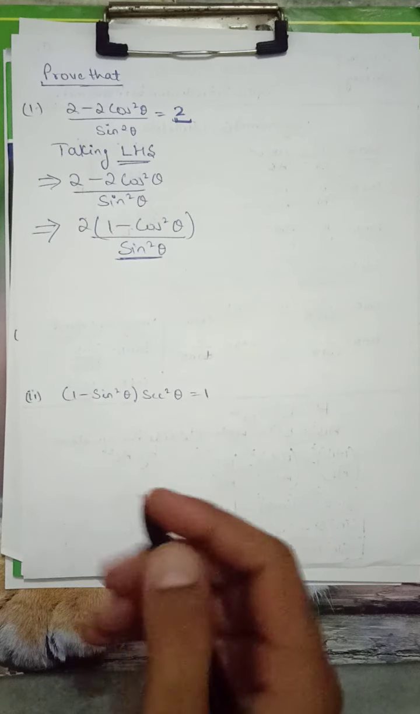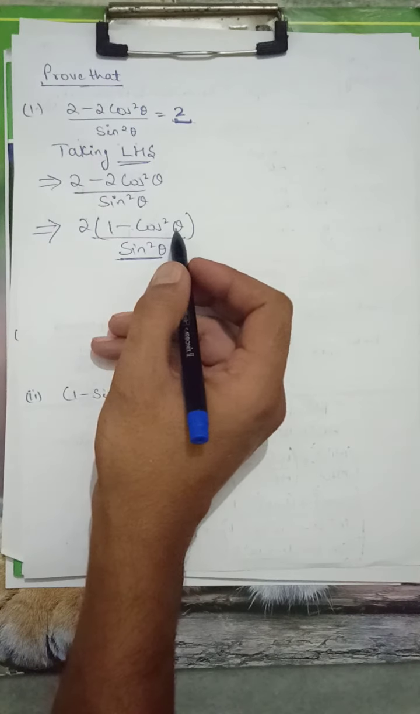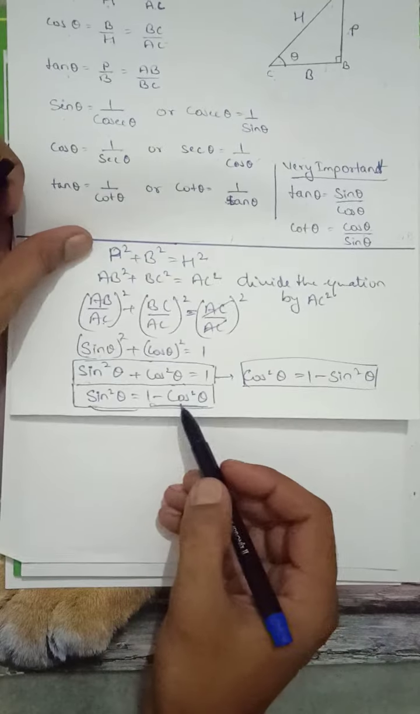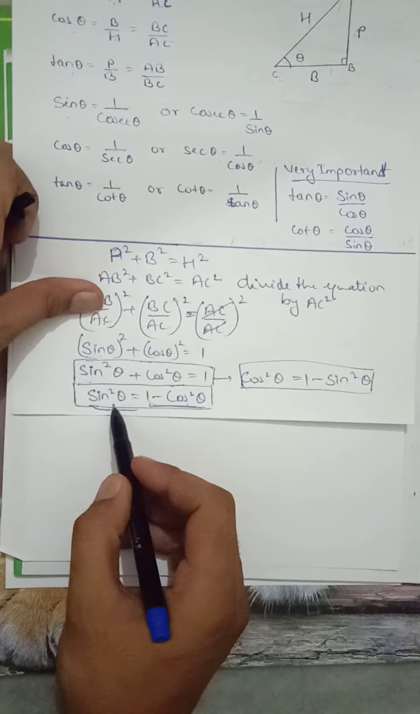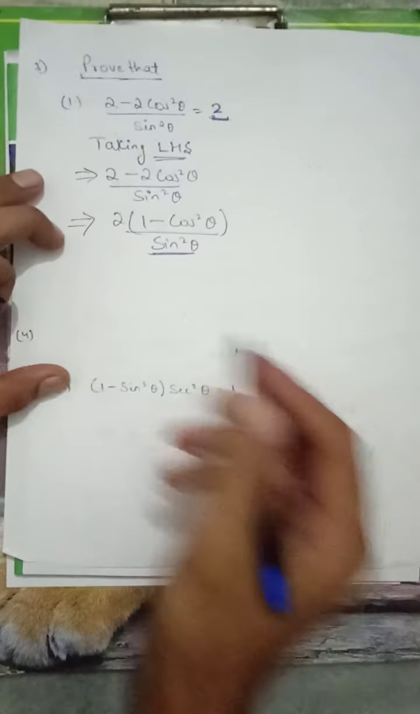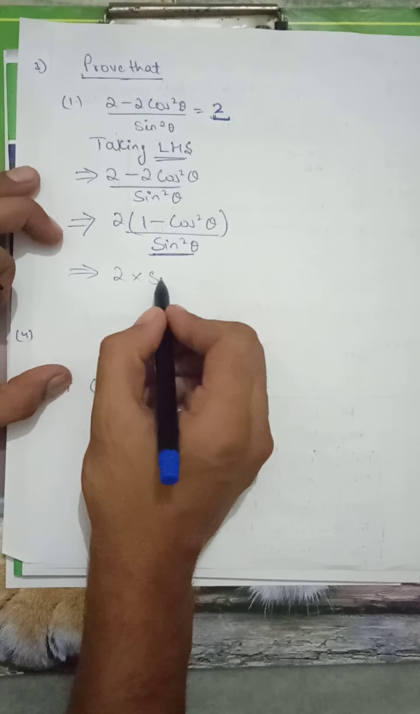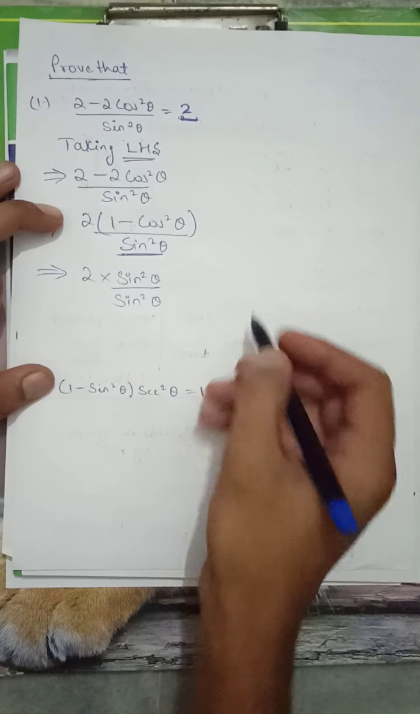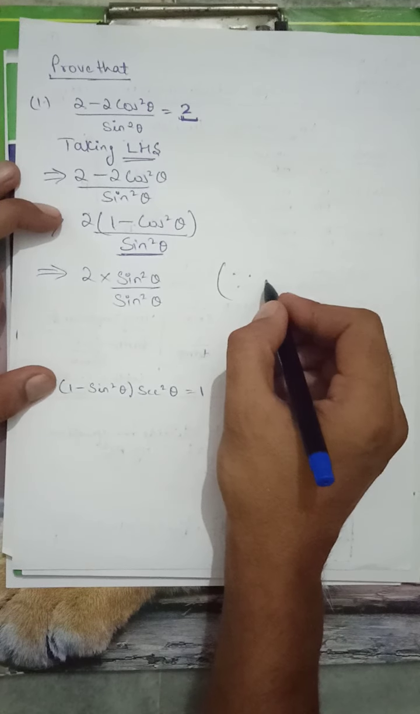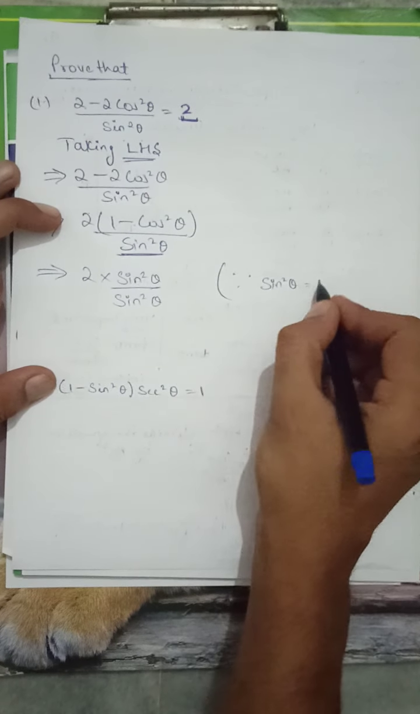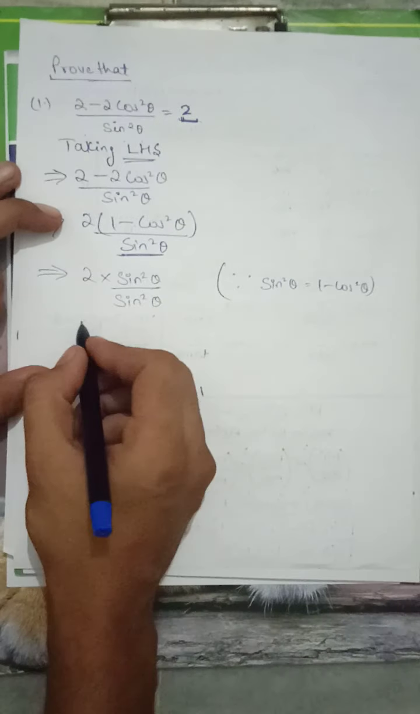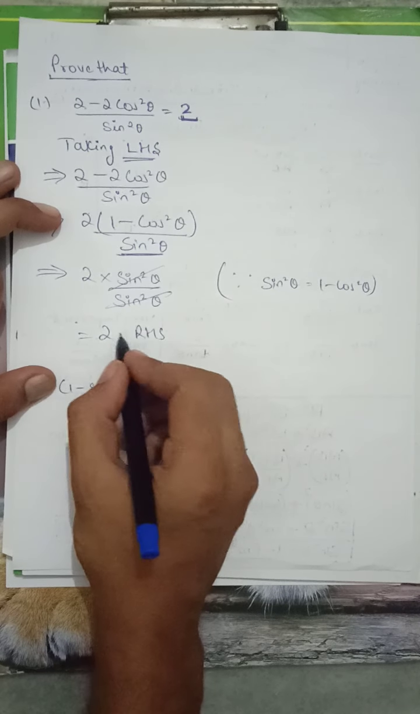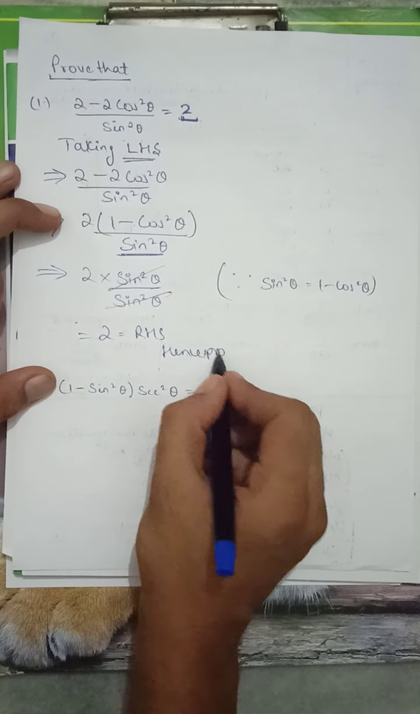Now continuing with the question, 2 into 1 minus cos square theta. As you already know, 1 minus cos square theta we can write as sin square theta. So replacing here, 2 into sin square theta upon sin square theta. Whenever you are using some formula, write it in the bracket. What you have used? Sin square theta is equal to 1 minus cos square theta. So sin square theta cancels and you are left with 2, which is equal to RHS, hence proved.